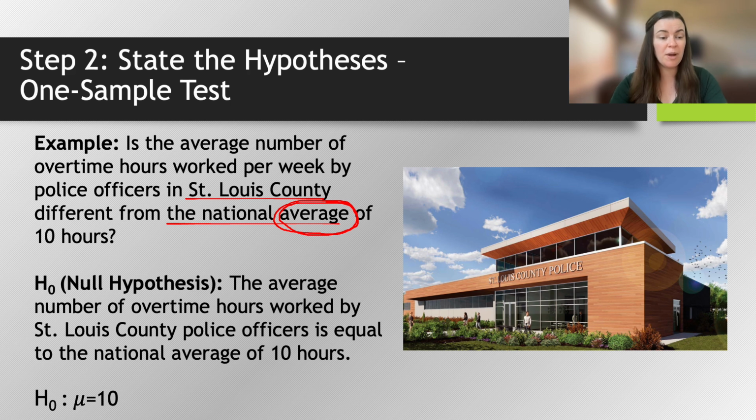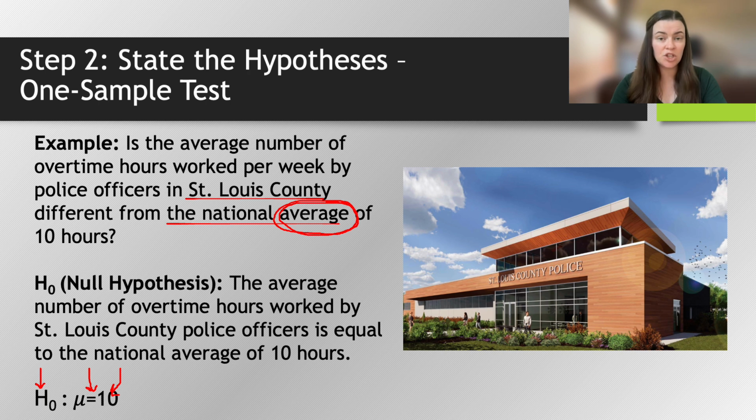I start off with my symbol that represents my null hypothesis, or H0. And because our null hypothesis represents our statement of no difference, that's why I have my equal sign here. We're not expecting our St. Louis County police officers to be different than 10 hours. That's why I have that equal to that here, because that's what we're testing against.